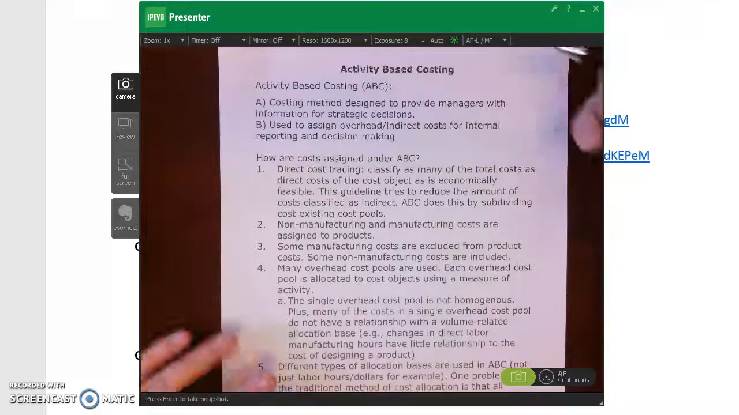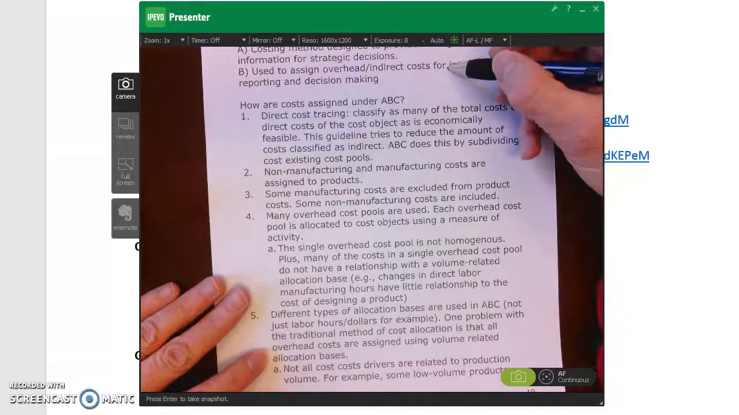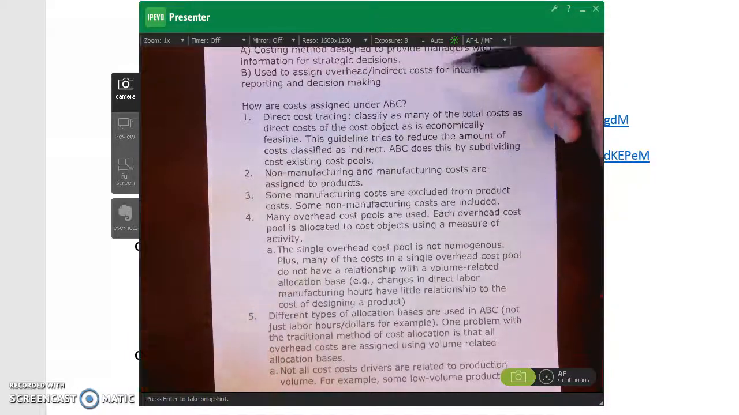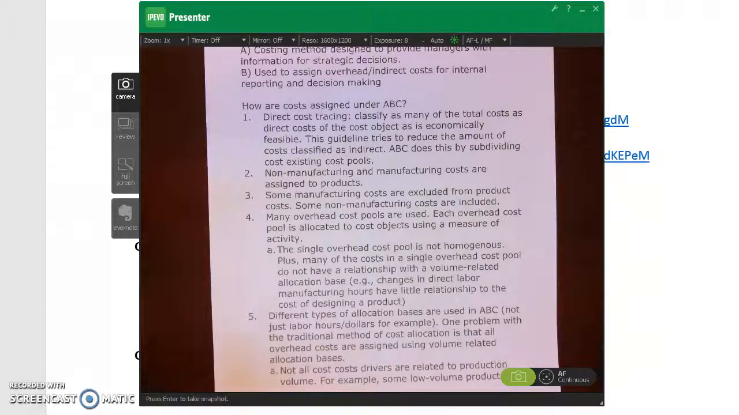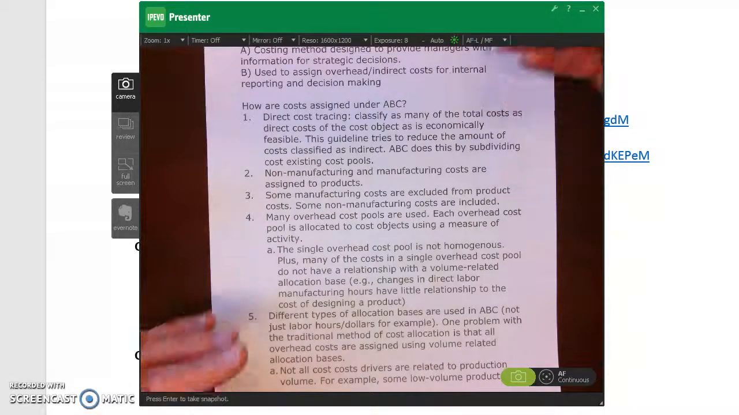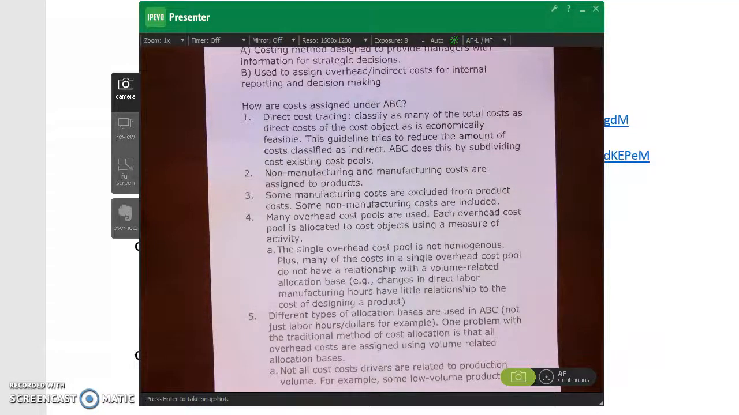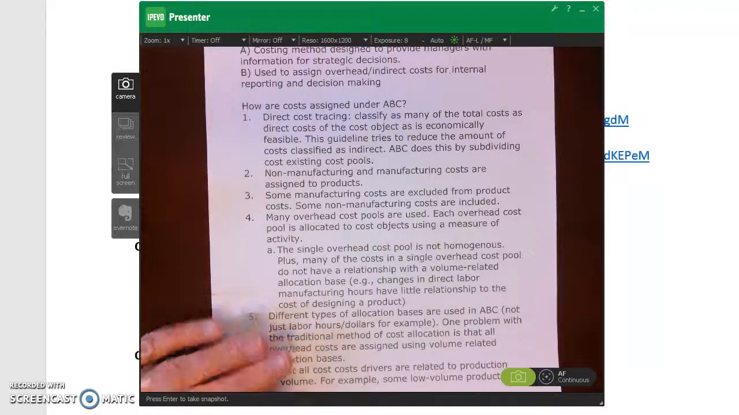This, of course, would be used for internal decision making because under ABC, activity-based costing, we don't just allocate out indirect product costs to the products that we make. We also allocate out any indirect costs, so it could be indirect product or period. In that case, it needs to be used for internal financial reporting rather than external, because with external financial reporting, you can only allocate out product costs to cost of goods sold and ending inventory.